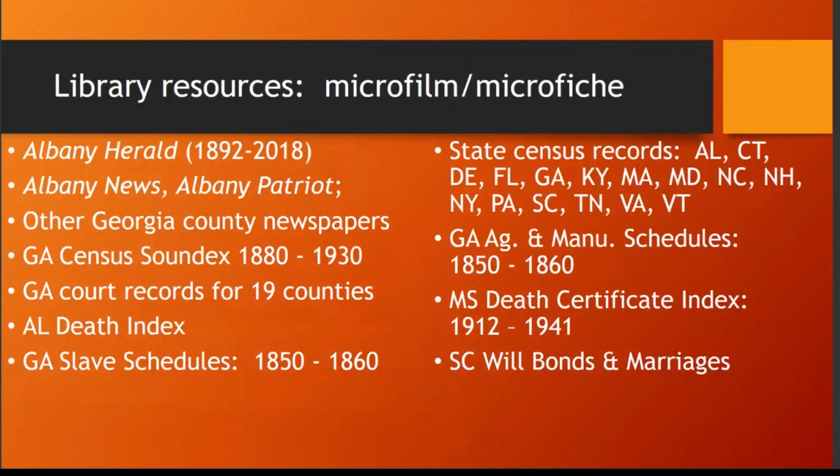We have the Alabama Death Index from 1908 to 1959, South Carolina marriages after 1842, and South Carolina wills for 5 counties. We've got the Mississippi Death Certificate Index from 1912 to 1941. We've got Confederate pardon applications, and we even have the Adjutant General's salt distribution records for 1862 through 1864.